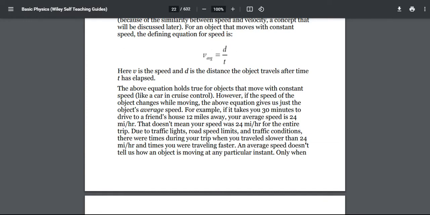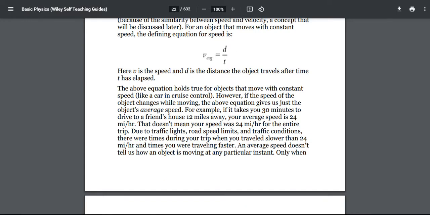And that's why, as you can see here, v avg equal to d divided by t. Why? Because if the speed of the object changes while moving, the above equation gives us just the object's average speed, not the real speed.